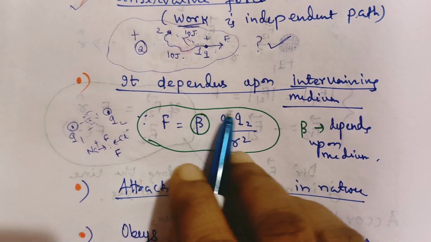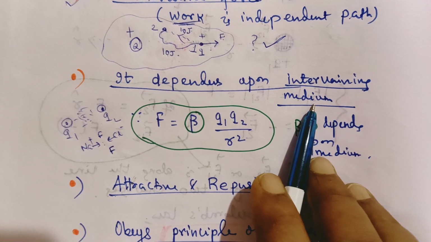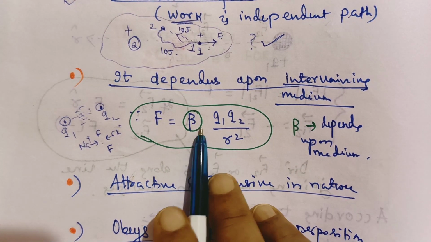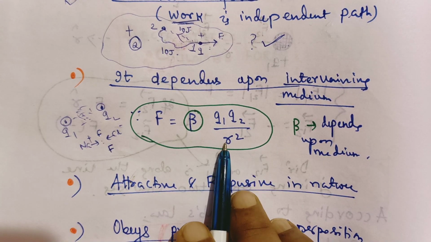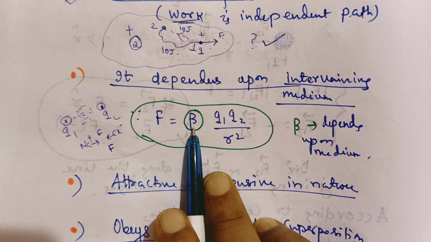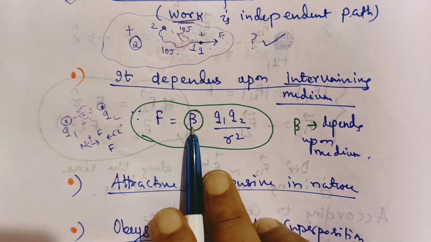So our discussion point is whether the electrostatic force depends upon the intervening medium or not. You should say yes, it depends upon the intervening medium. It will not change the amount of charge, it will not change the distance between them, but the force changes if the medium changes, because the electrical property of the medium is different from one medium to another. So this proportionality constant depends upon the property, or nature, of the medium.